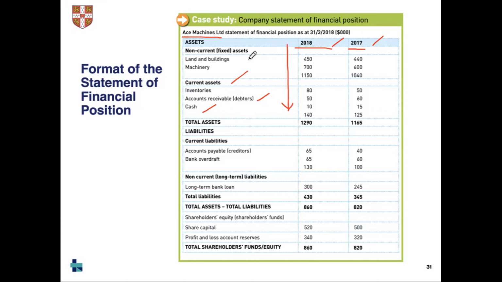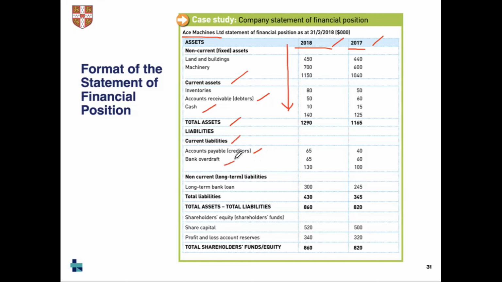So if we add our non-current assets and our current assets, we have our total assets, and then we can subtract our liabilities. We can see the current liabilities listed first. These are liabilities that fall due within 1 year. They must be paid within 1 year. So accounts payables, these are creditors, the people we owe, which we must pay before the next statement of financial position is drawn up in the next year.